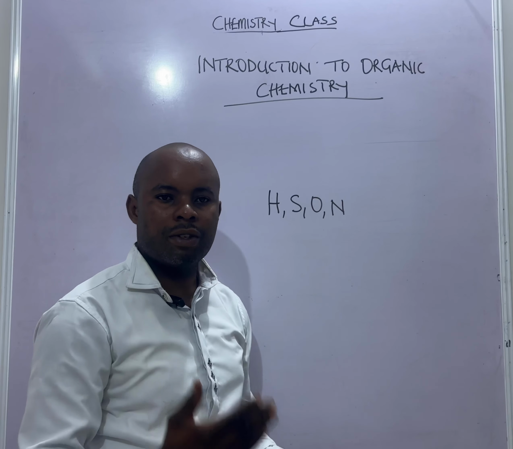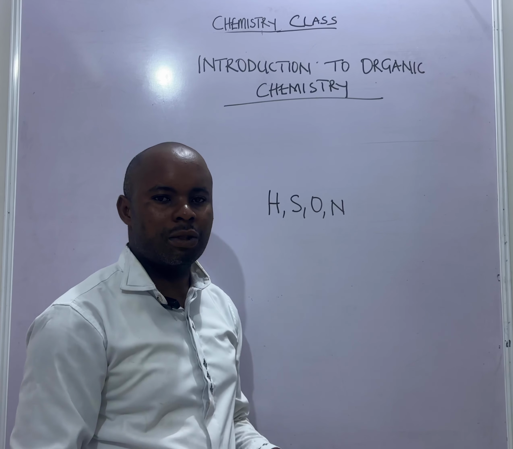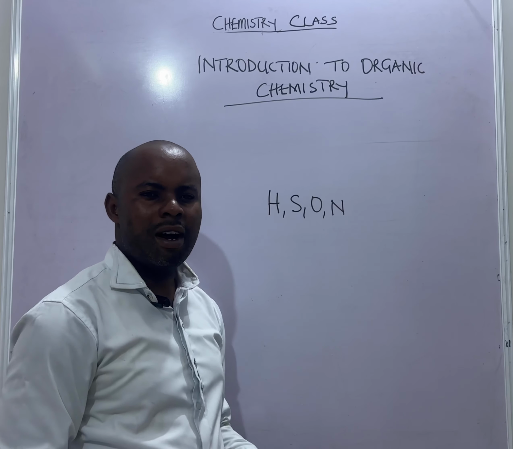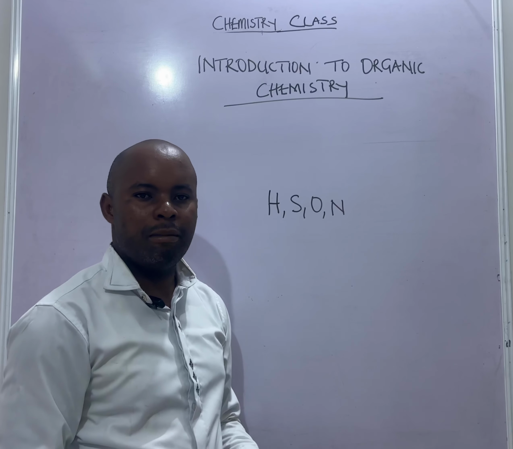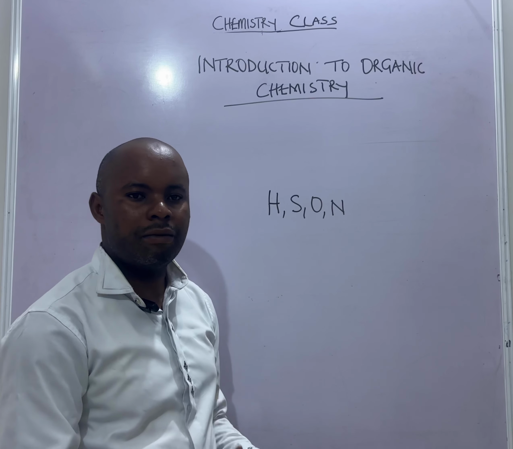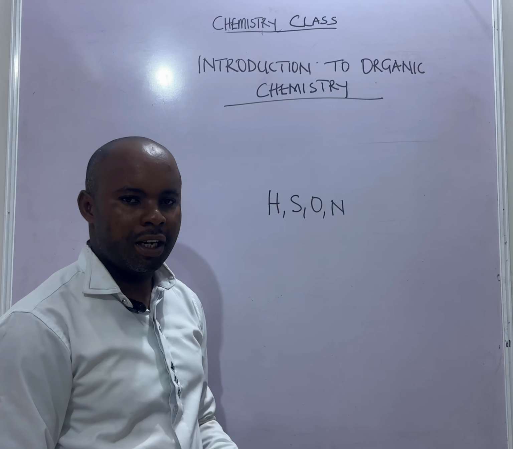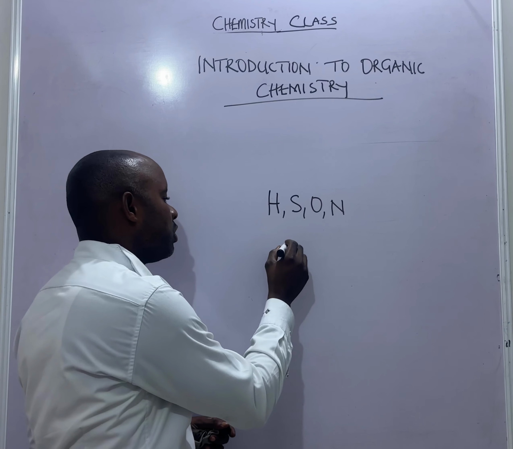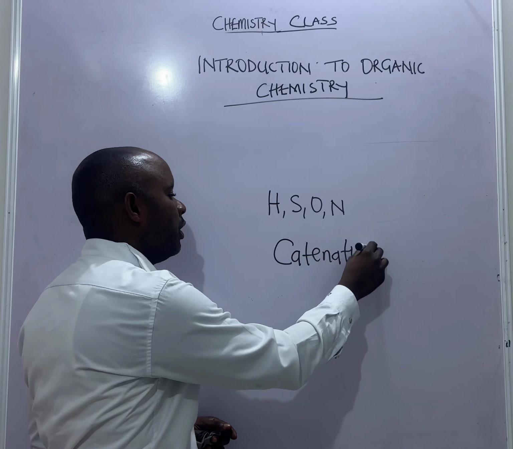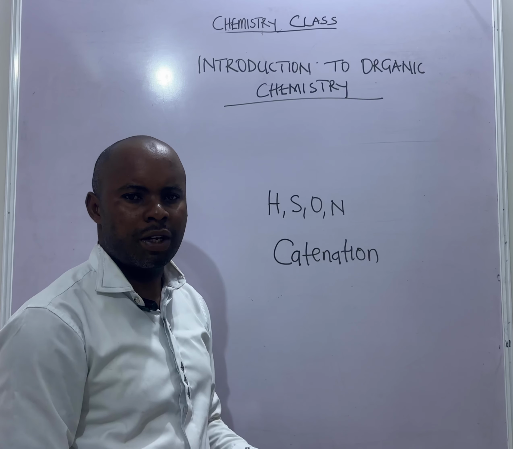A very simple and concise definition of organic chemistry is the chemistry of carbon and other elements that are attached to carbon, such as hydrogen, sulfur, oxygen, and nitrogen. Carbon has unique characteristics that make it very popular in the world. The uniqueness of carbon is that it has the ability to form a very long chain or branch chain. That is what is known as catenation. This is the ability of carbon to form long or branch chains. That is why we have a lot of organic compounds in our environment.